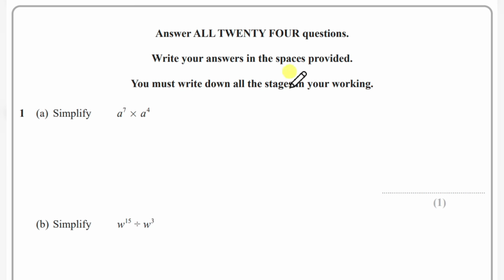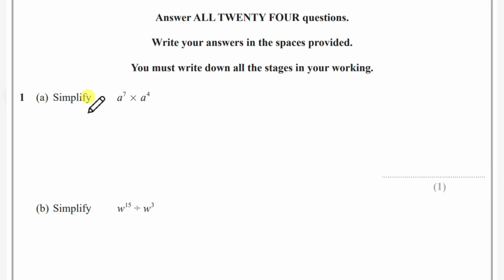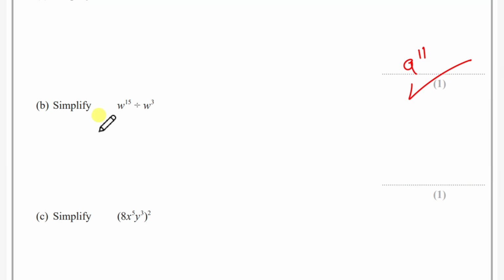So 24 questions to work with. Let's do it. Now, A. Simplify a to the 7 times a to the 4. Okay, and same for B. Now, when you times bases like this, you actually add the power, so it'll be literally 7 plus 4, meaning it's going to be a to the 11. Nice. Similarly, if you're dividing terms like this, you subtract the powers because they have the same base. So 15 take away 3, which is 12, so it'll be w to the 12.